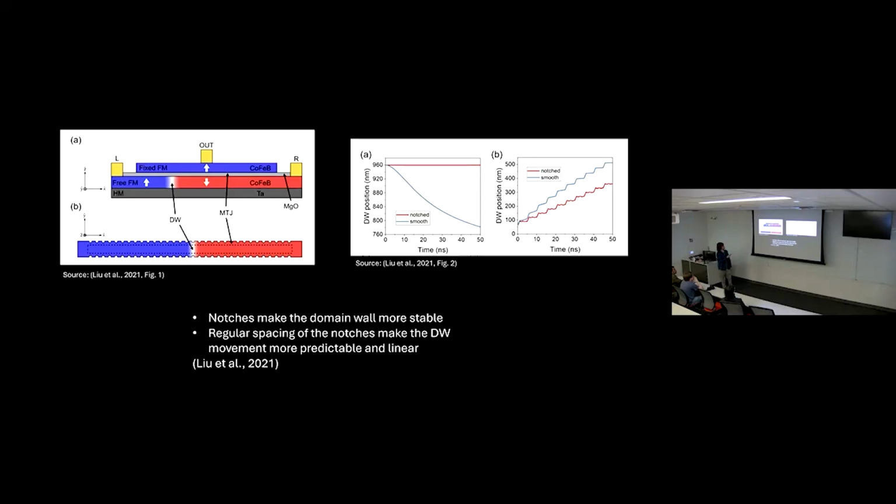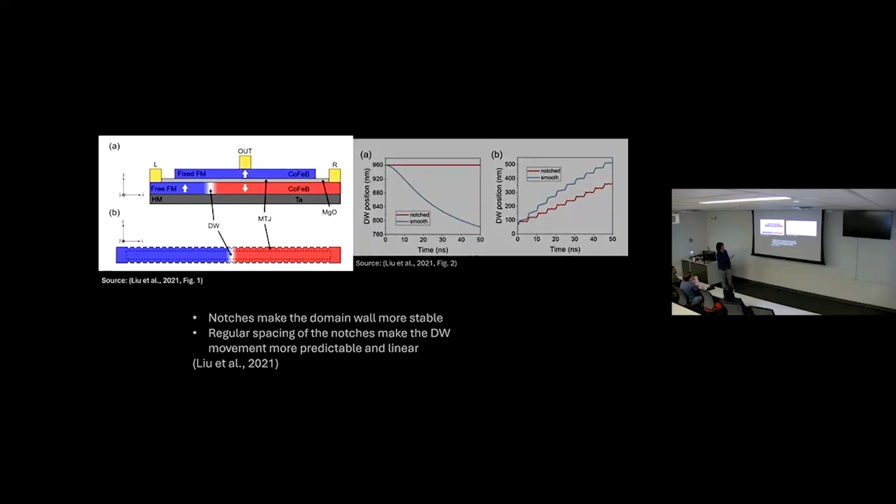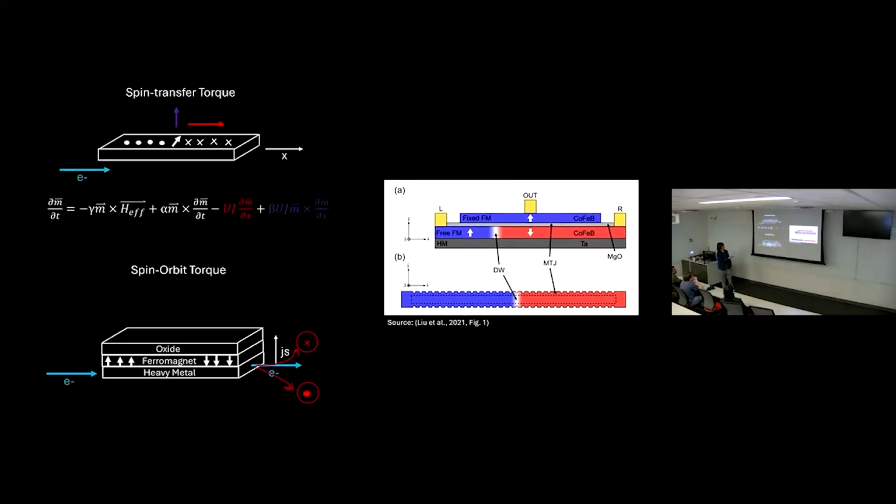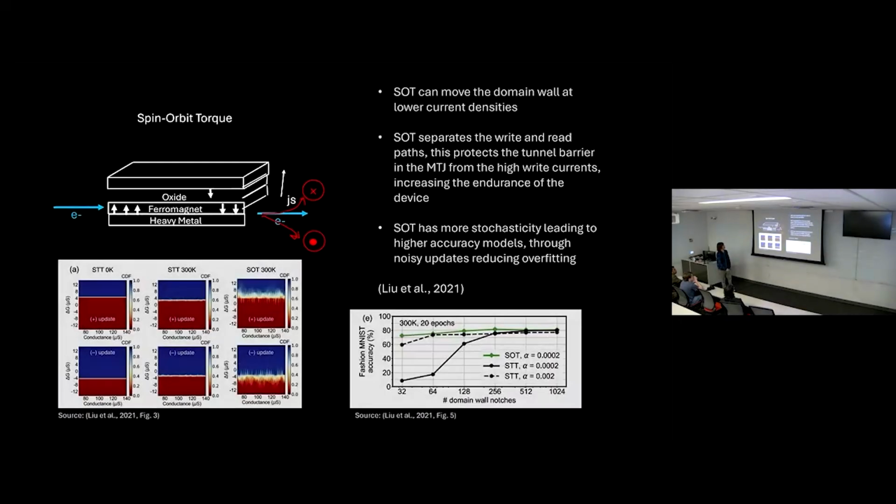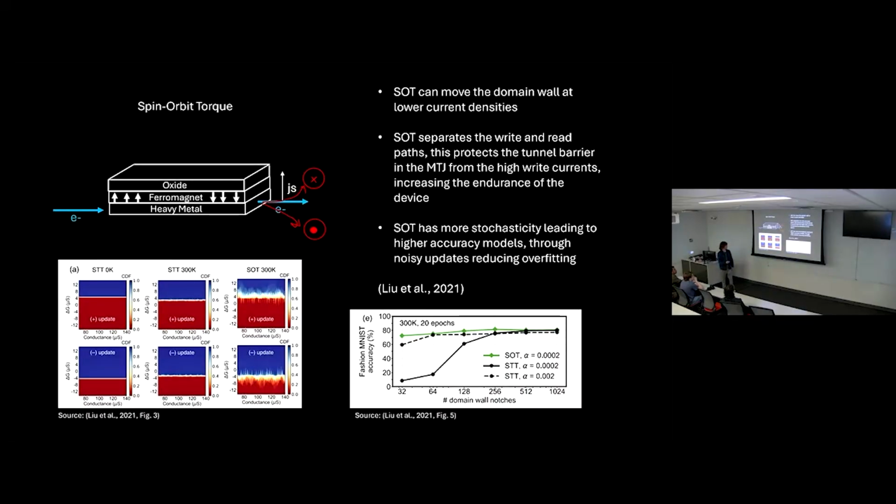And if you notice this, they also had a heavy metal layer because they also tested the effects of spin transfer torque versus spin orbit torque to move the domain wall. For spin transfer torque, they'd run a current through L and R to move the domain wall, and for spin orbit torque, they run it through the heavy metal. We know how that works. And they saw that spin orbit torque can move the domain wall at lower current densities, which is better.